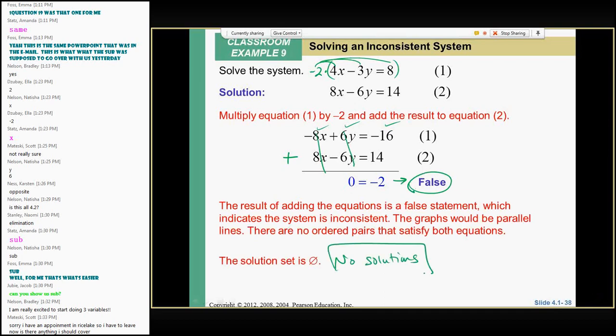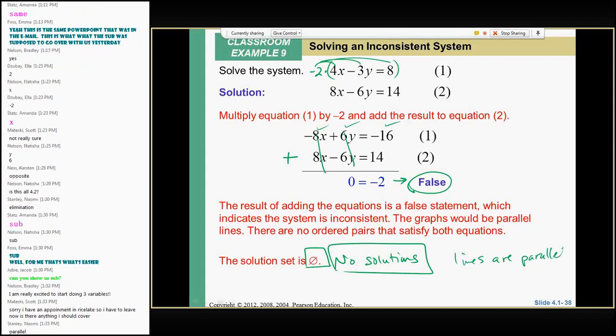What does it mean about the lines? Lines are what? Parallel. Good. So I wanted you guys to see that when you're solving, sometimes you can get no solution.